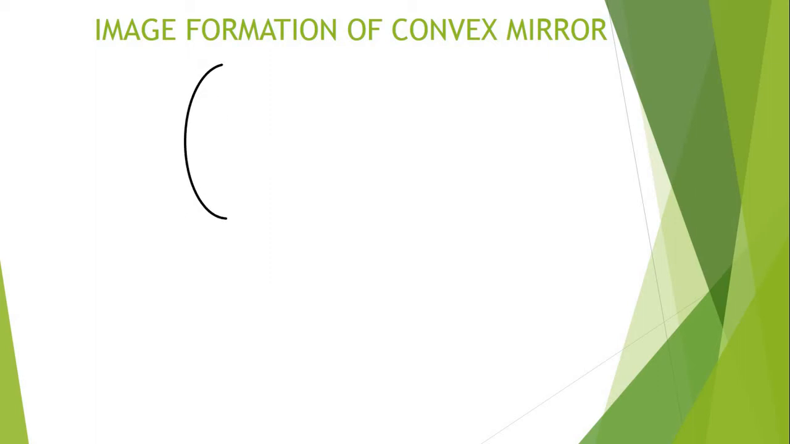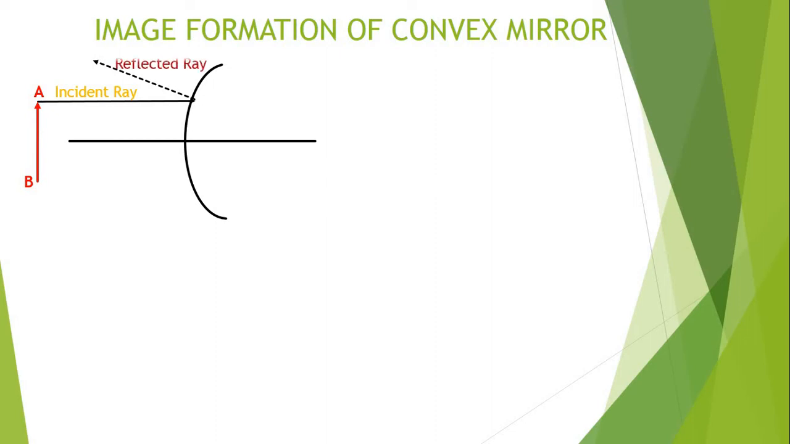This one is my convex mirror, and the principal axis, you know that. This one is the object which is at the left side of the mirror, represented by the name AB. Now from the object, plenty of rays come out, but for simplicity we are taking only two incident rays. This one is my first incident ray, which is coming from the object and will strike the surface of the convex mirror. After striking the surface of the convex mirror, as per the laws of reflection, the ray will be reflected, which is shown in the figure.